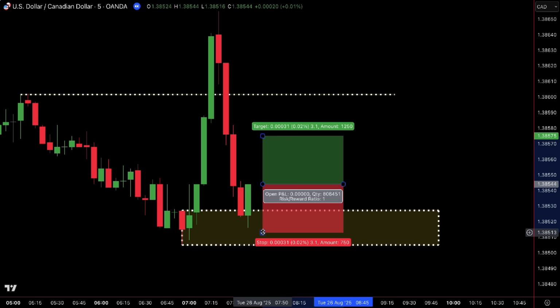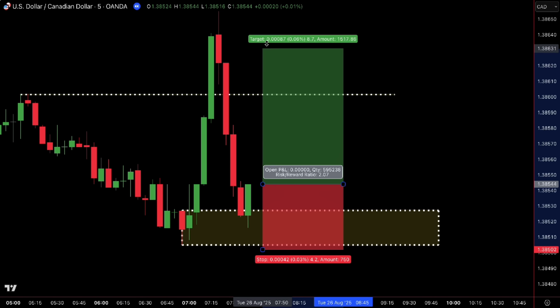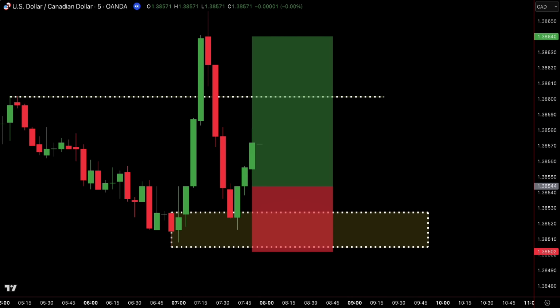Back on the 5 minutes chart, here's how I take the trade. Entry goes right at the close of the power shift candle, stop loss just below the demand zone, and target set at the next major level above. And watch what happens next. Price reacts exactly as expected, bounces hard off the zone, and rallies straight to our target. This is the power of combining a fresh demand zone, a power shift candle confirmation, and higher time frame alignment. It's not just a trade, it's a trade with context and conviction.